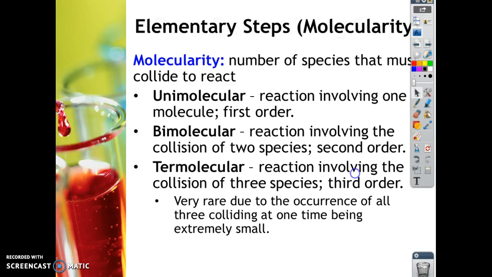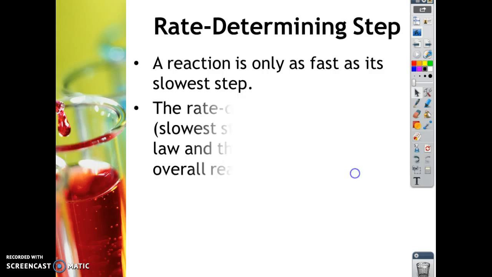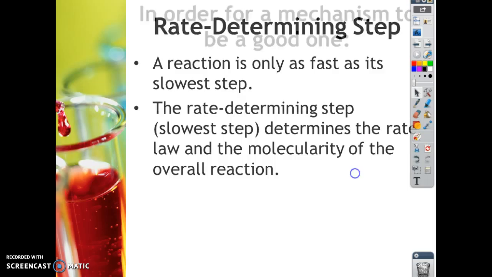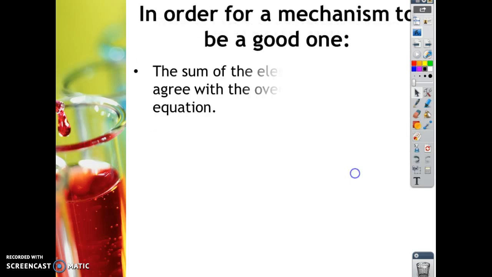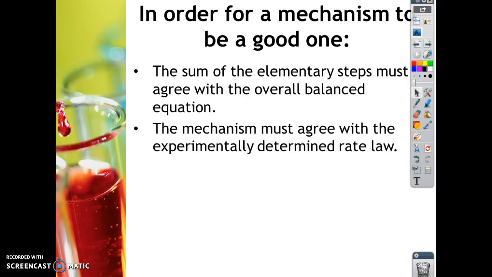Pretty difficult to do. So, like I talked about running the bases, our reaction is only as fast as our slowest runner, or our slowest step in our reaction. And that's what we call our rate determining step. That determines how quickly our reaction can move and what our overall order would be, or our overall molecularity of that reaction. So in order for something to be good, all those elementary steps must agree. That's why we've been balancing overall equations this whole time. And it has to also completely agree with that rate law that we determine experimentally.